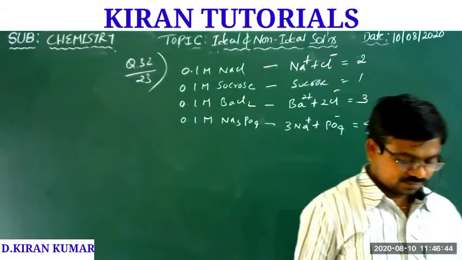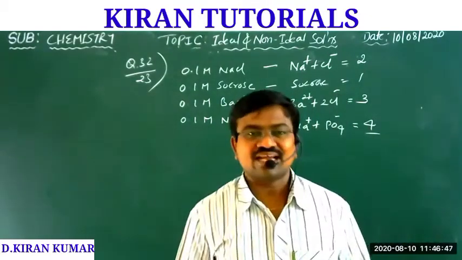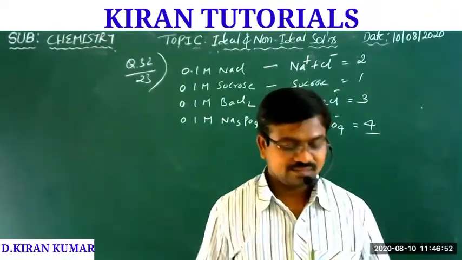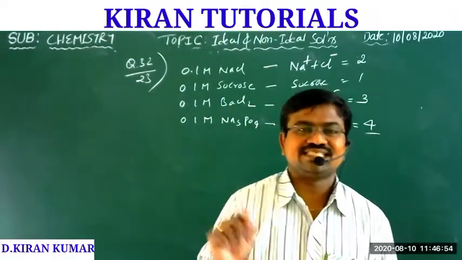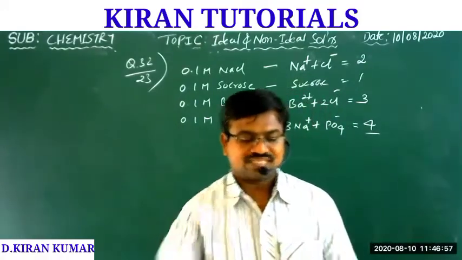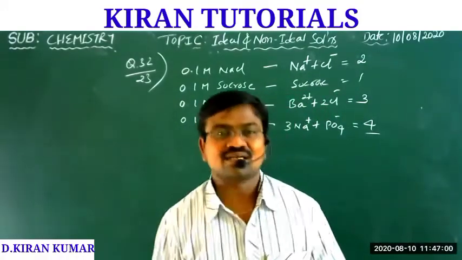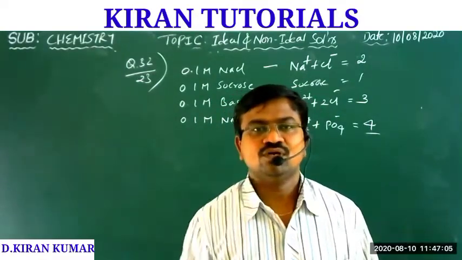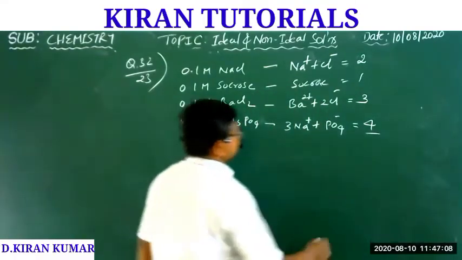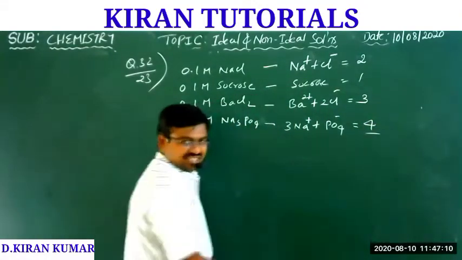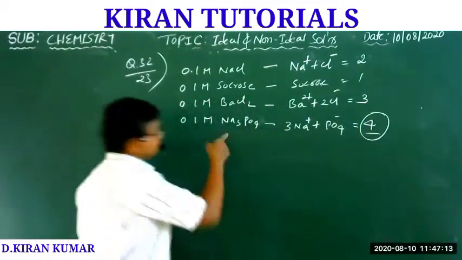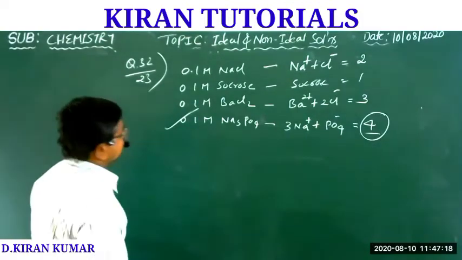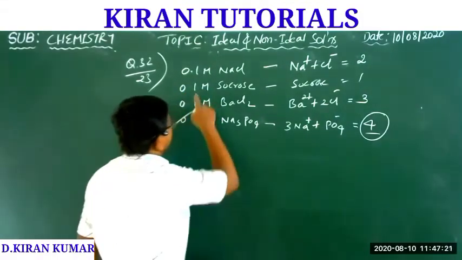Okay. So as the number of ions increases, vapor pressure decreases. Clear? The vapor pressure of a solution is inversely proportional to the mole fraction of the solute. As the number of moles increases, vapor pressure decreases. So the molarity is the same, the concentration is the same: 0.1, 0.1, 0.1, 0.1.